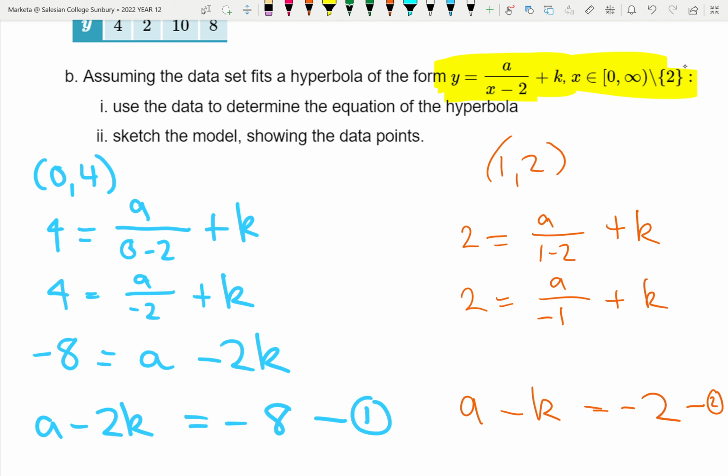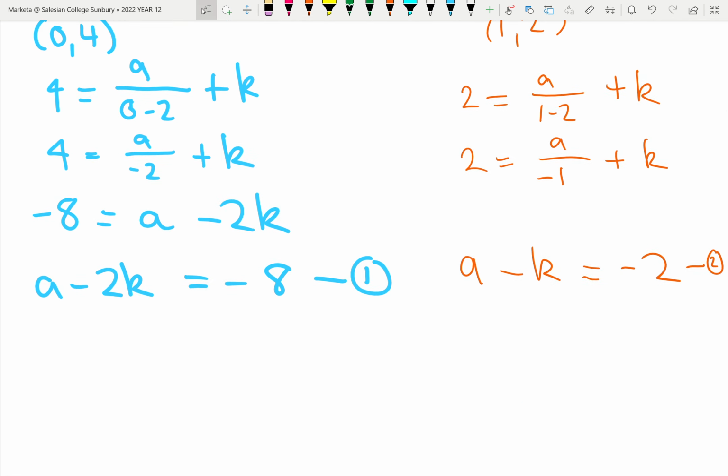So now, just like from back in year 9, you can subtract or add those equations there because they are simultaneous. So a minus a will cancel the a out.